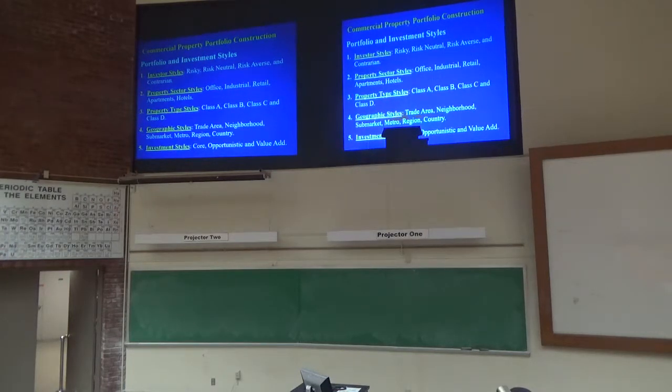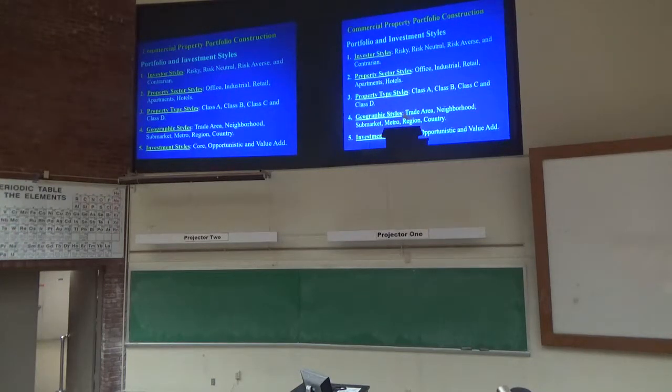And I also have property type styles. I can invest in Class A, Class B, Class C, or Class D properties. Class A are high-rises, new construction, best tenants, best location. I want core properties, I want the best properties. That's my style, that's what I invest in. Some investors say, no, I don't want Class A properties, I want Class B properties, and then I want to rehab them, redevelop them, and bring them up to the A level. You can make a lot of money doing that. Bringing B properties to A level, or C properties to B level, or D properties up to the B level. That's called value-add, or opportunistic.